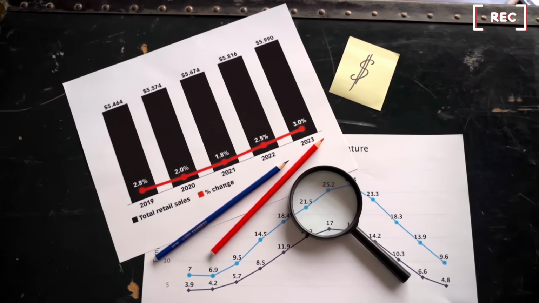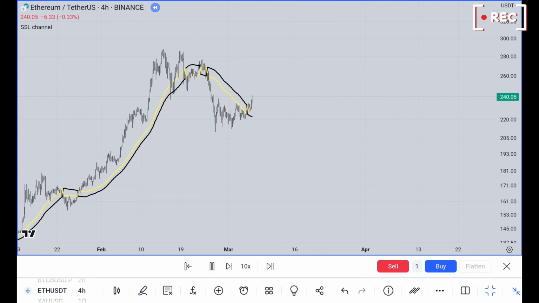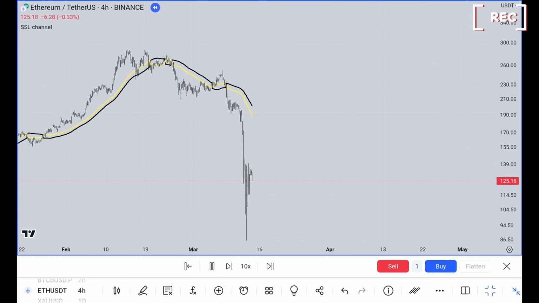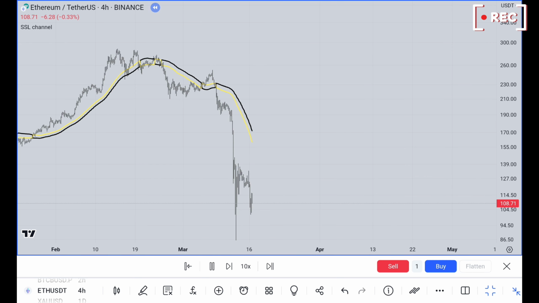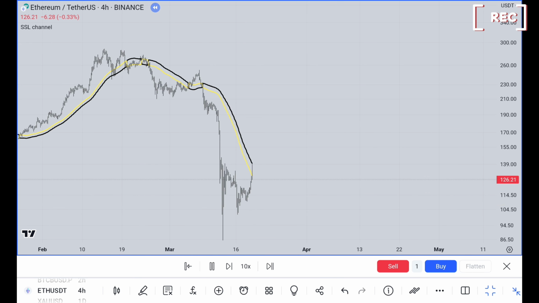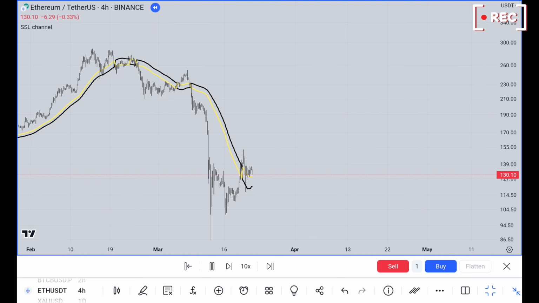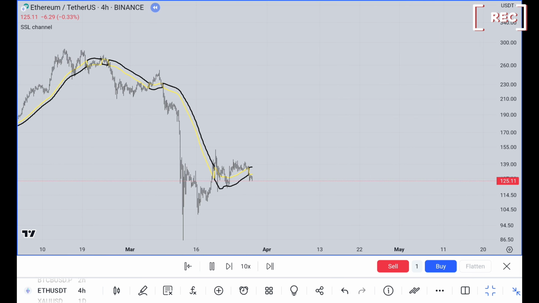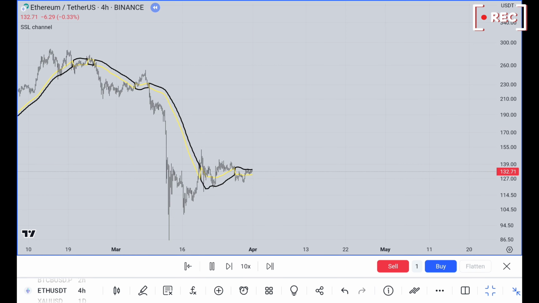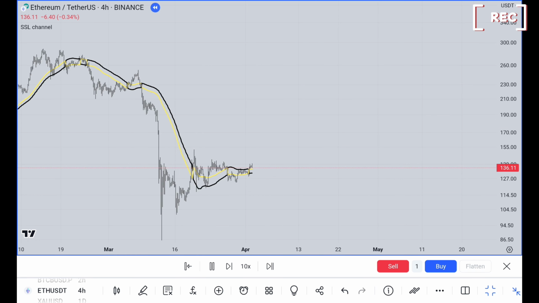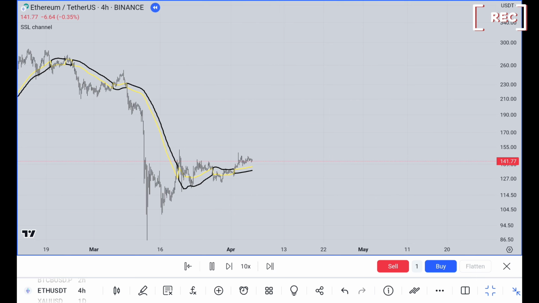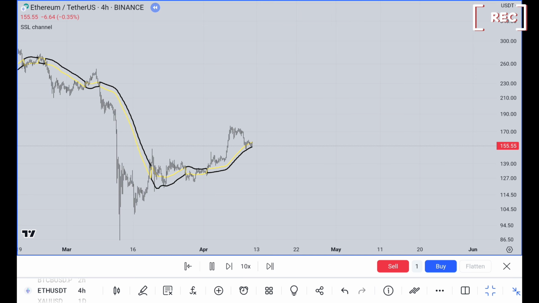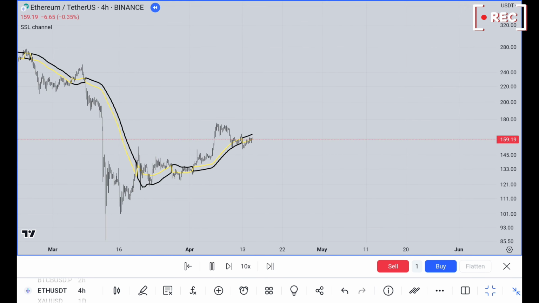SSL Channel is an indicator that shows potential support and resistance levels for the price. By using this indicator, you can predict what the price might do next and utilize that information to make profitable trades. However, the key point here is the simplicity and profitability of this tutorial video. My goal is not to overwhelm you with complex terms or make you spend hours analyzing charts. On the contrary, I want to provide you with a strategy that is quick and effective to use.